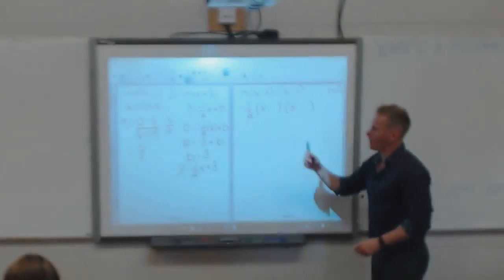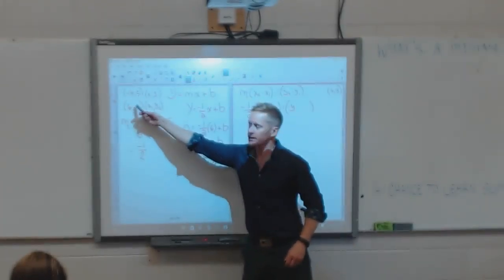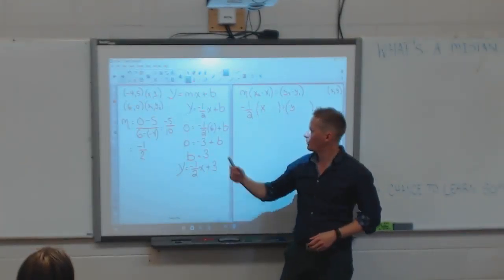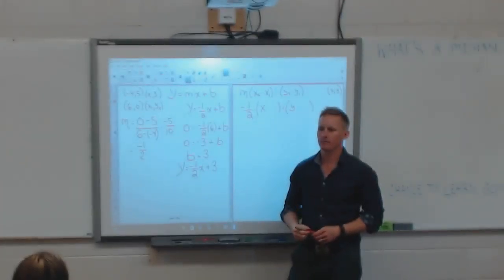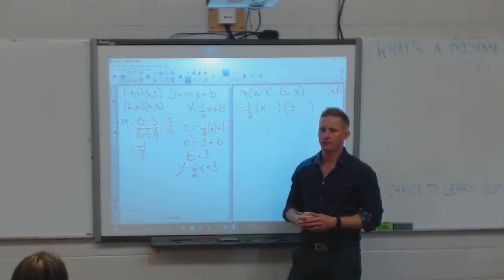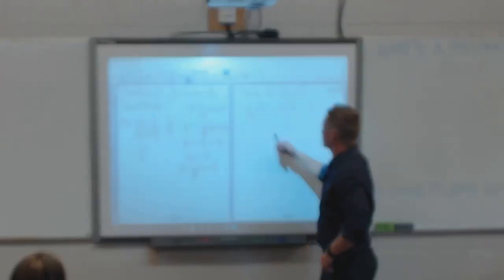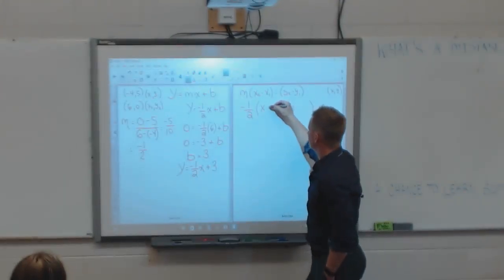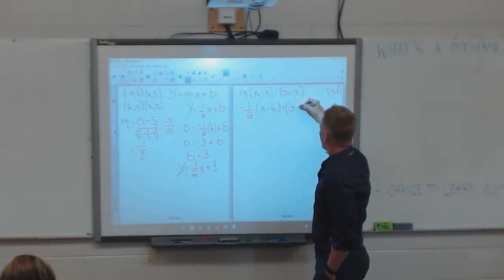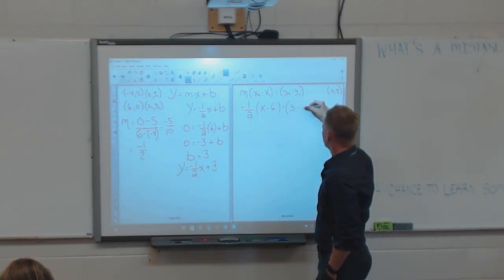So if I use x and y, and I use one of these two guys right here, the slope is still going to be negative 1/2. Has to. Okay, so let's choose one of these 2 points. Let's take this point right here. So let's go x subtract 6 and y subtract 0.